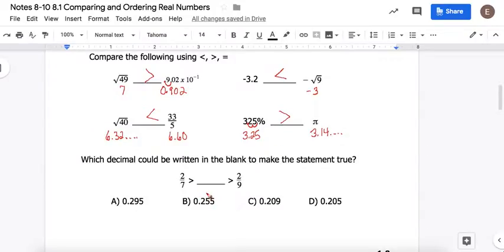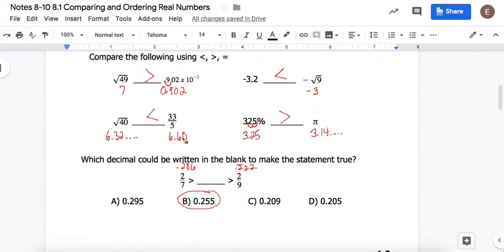Okay, here we have 2/7 is greater than blank is greater than 2/9. And remember, that means in between. So which decimal could be written in the blank to make it true? So we need to change 2/7 to a decimal. So 0.286. And then this one is 0.2 repeating, so we can fill in 2's. So 286 hundredths, 222 hundredths. We're looking for the one in between. And it's choice B.